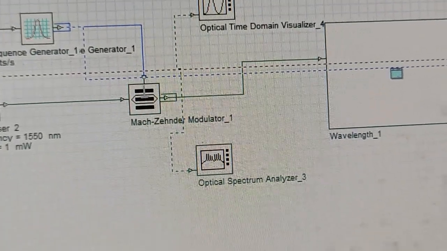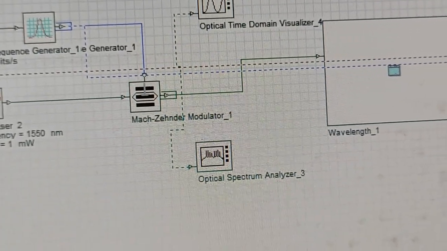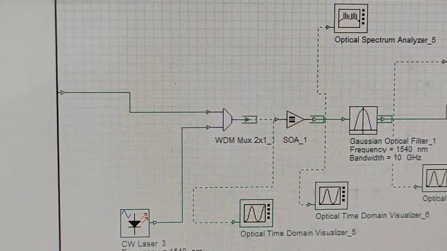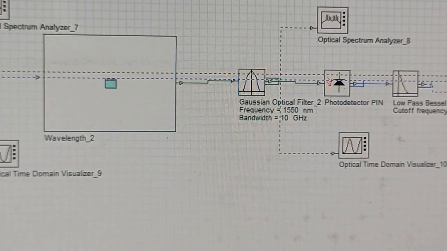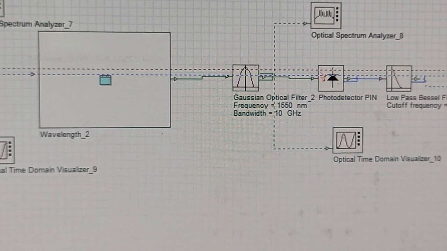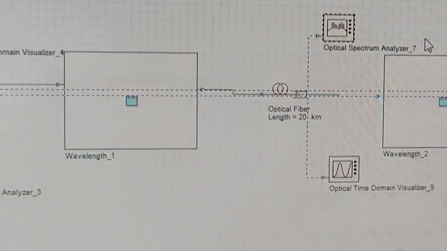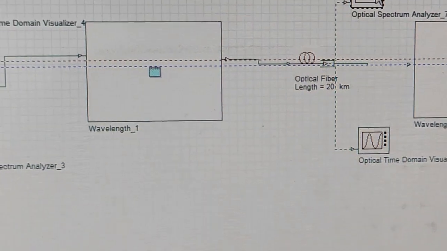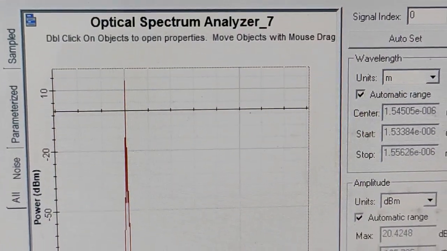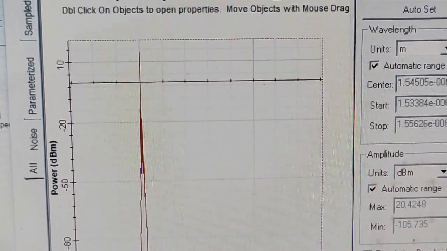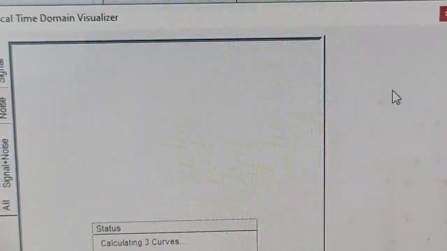As you can see, this is the transmitter side of the wavelength conversion block, and inside the wavelength conversion block, these are the components which are present. And after the optical fiber, this is the receiver side of the wavelength conversion block. Now the program started running, and once the program starts, this will be the spectrum, and this will be the inverted data.